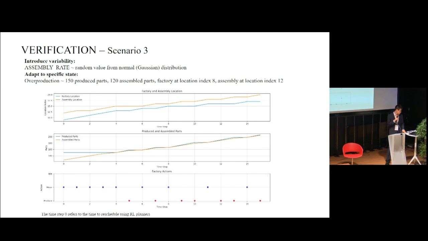So in this scenario, we introduce variability of the assembly rate, and also we train the model with different random states. So let's see what happens if we have an overproduction state. Then the model suggests we move closer to the site first, so as to shorten the transportation cost. At the same time, it consumes the inventory, and after the inventory is consumed, at a certain time point, the factory will start running production again.